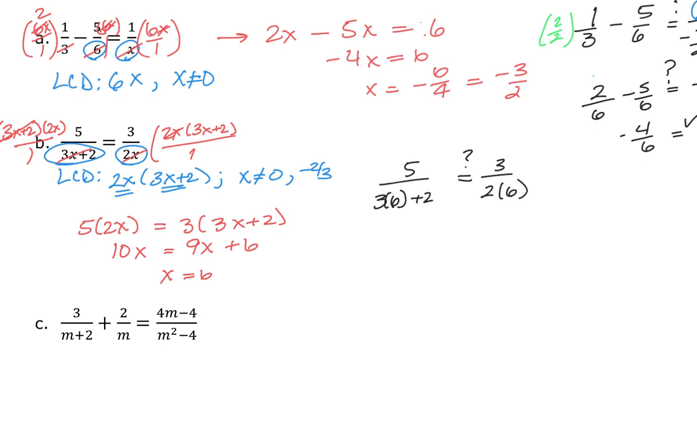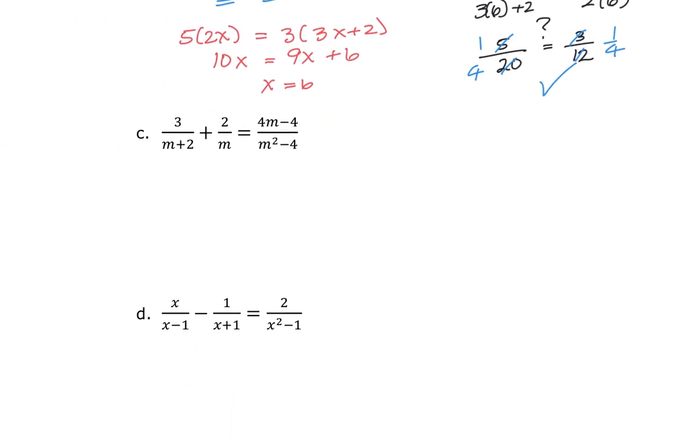On the left-hand side, I have 18. 3 times 6 is 18 plus 2, which is 20. And on the right-hand side, I'm checking to see if this is true, 3 over 12. Well, the left-hand side reduces to 1/4. The right-hand side reduces to 1/4, so this does check.